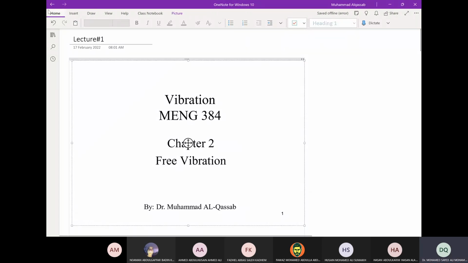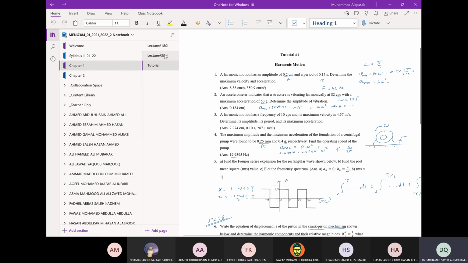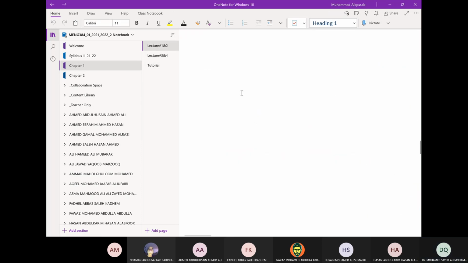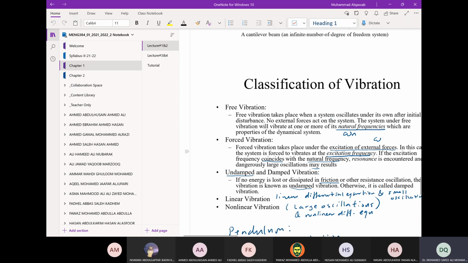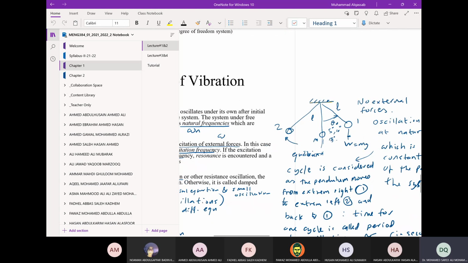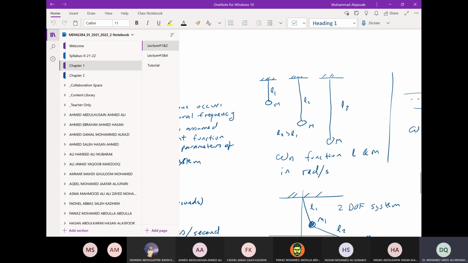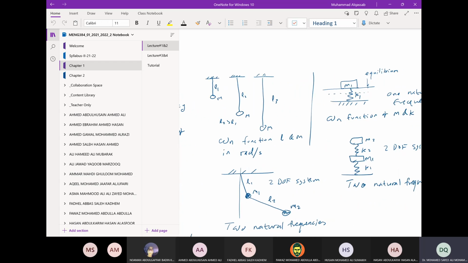Okay, in chapter 1, we talked about classification of vibration. If we can just go back a little bit. One of them was free vibration, and I gave examples about a pendulum. If the initial angle is given, then the pendulum will oscillate with the natural frequency. We call it natural frequency, and it is a function of L and M. Also, as you can see, for different values of M, the natural frequency will be different.